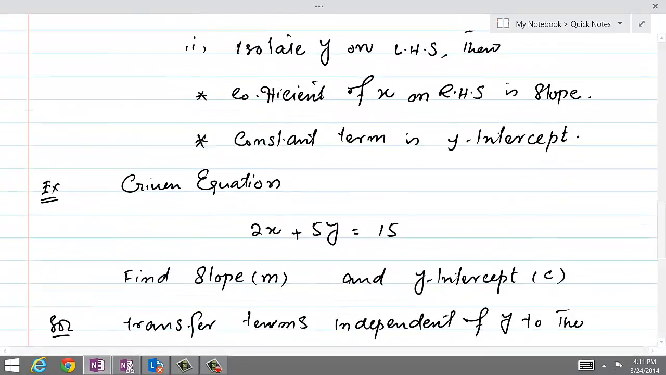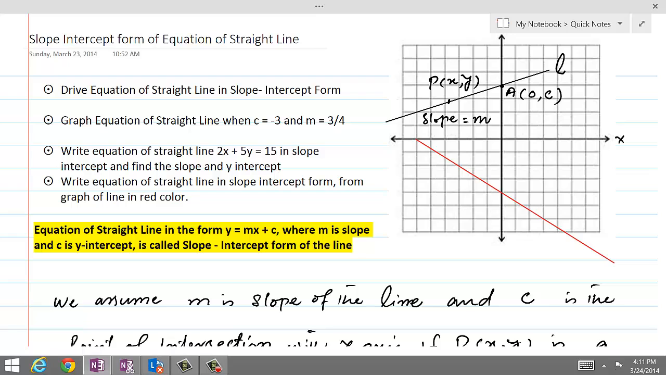And there is another question here: graph the equation of a straight line when c is equal to minus 3. For question number 2, where would c equal to minus 3 be? If c is positive, it will go above the x-axis, and if c is negative, then it should go toward the negative y-axis. So minus 1, minus 2, minus 3, that's the point where c is equal to minus 3. For the y-intercept, x will always be equal to 0. Therefore, let's name this point A, and this is (0, minus 3). That's the y-intercept. And m, the slope, is equal to 3 over 4.